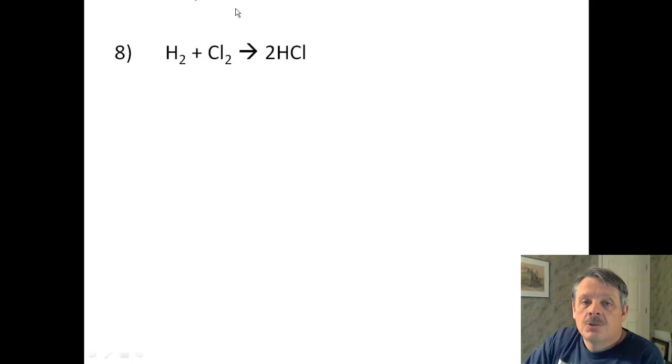Hydrogen has no charge, chlorine has no charge. When they are bonded together, they're positive and negative. So hydrogen lost and chlorine gained. So hydrogen is oxidized and chlorine is reduced.